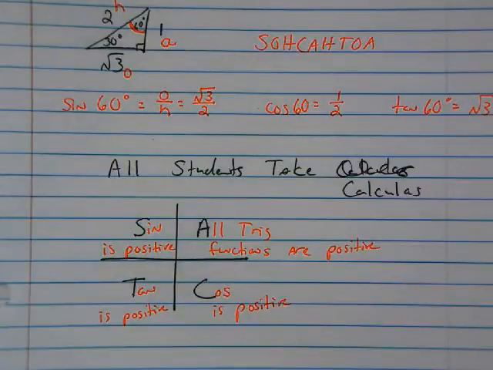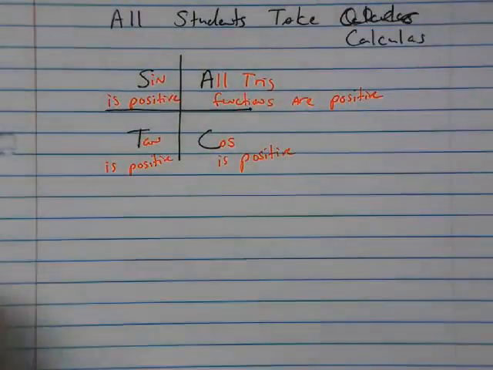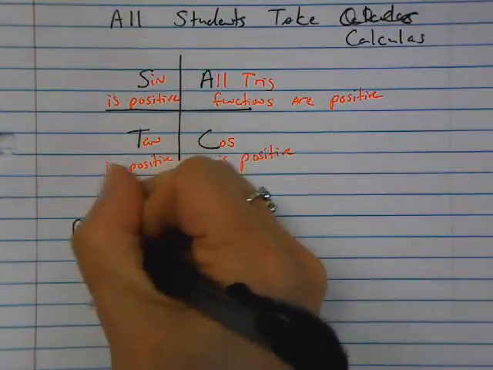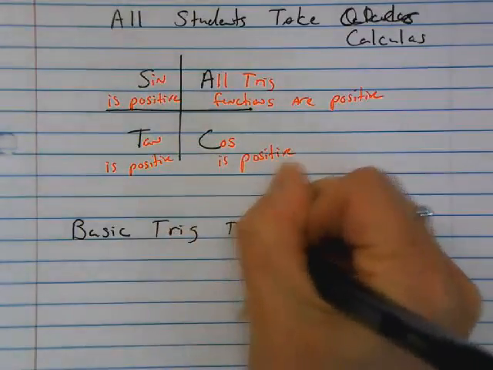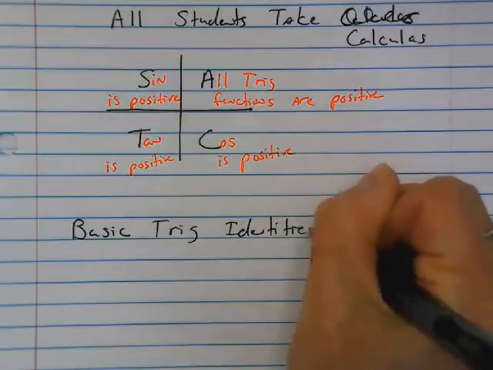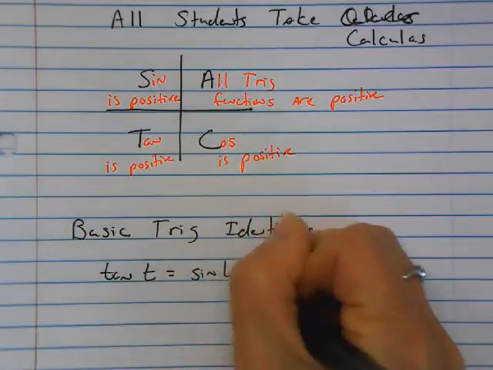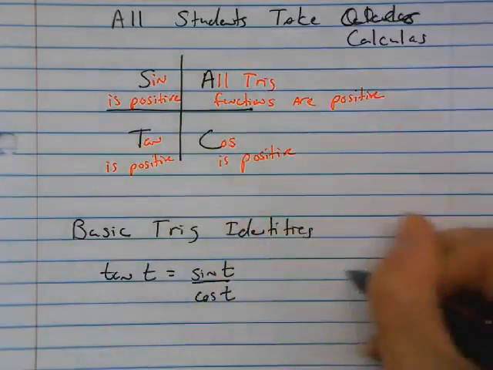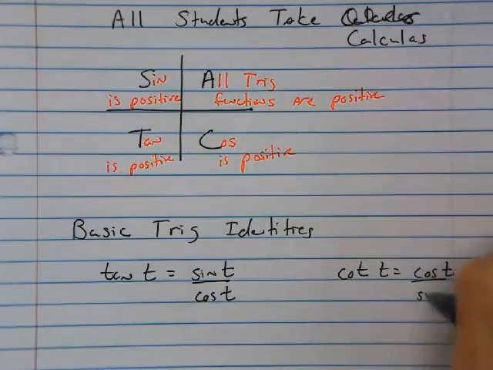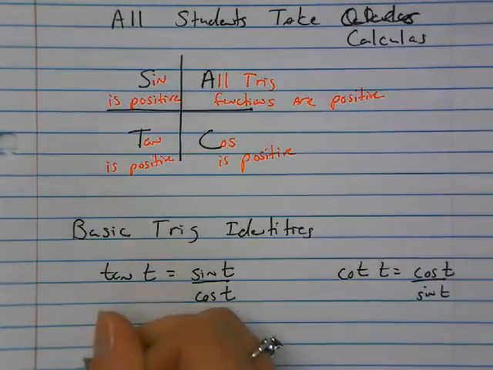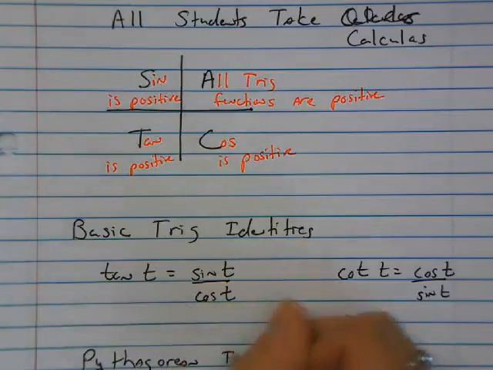I do want to go ahead and just, because I have just a couple seconds left, talk about some basic trig identities. You already know that the tangent of t is defined as the sine of t over the cosine of t. You also know that the cotangent of t is cosine t over sine t. We've already talked about those. The other ones that I want to talk to you about real quick are called Pythagorean identities. We'll use these a lot in the next chapter, but we're going to go ahead and at least talk about them a little bit now.